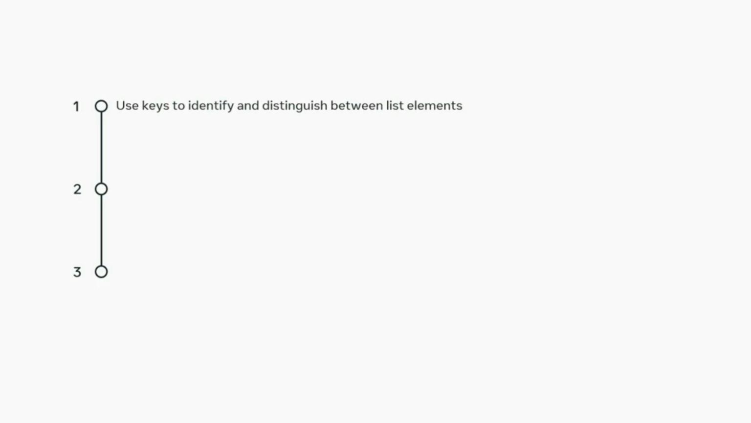In this video, you will explore how to use keys as a way to do so when dealing with lists of elements. You will learn how to use keys to identify and distinguish elements in a list, how to determine the right key for your list items, as well as what using keys incorrectly means for your app's performance.